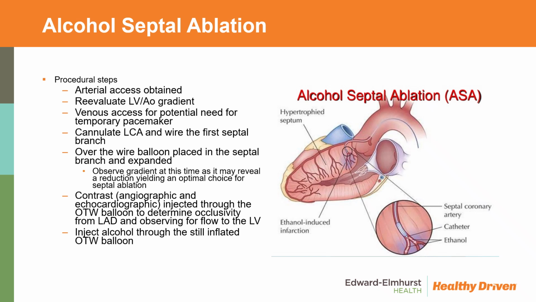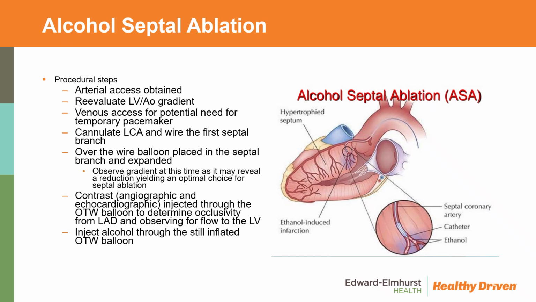The procedural steps for this are arterial access being obtained, reevaluating the LV and AO gradient, which is going to look very similar to aortic stenosis in your waveform changes, but that gradient can actually be seen across the ventricle itself. There is venous access for a potential need for a temporary pacemaker. We're going to cannulate the left coronary artery and wire that first septal branch. An over-the-wire balloon is placed in the septal branch and expanded, and we want to observe the gradient at this time as it may reveal a reduction, yielding an optimal choice for that septal ablation.